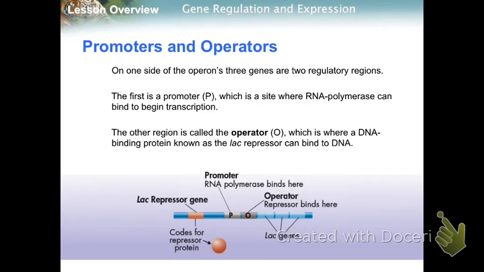This is what the lac operon looks like. The first regulatory region is called a promoter. That's to the left side of the lac operon. This is where RNA polymerase can bind to begin transcription. That's the promoter right here. The other region is called the operator, which is where a DNA binding protein called the lac repressor can bind to DNA. This is the operator right here.